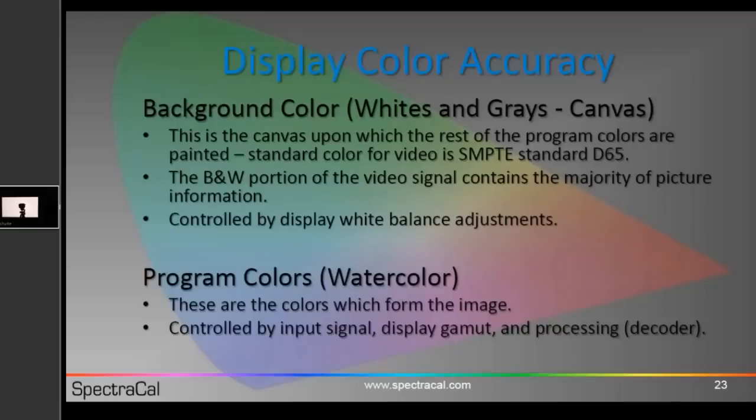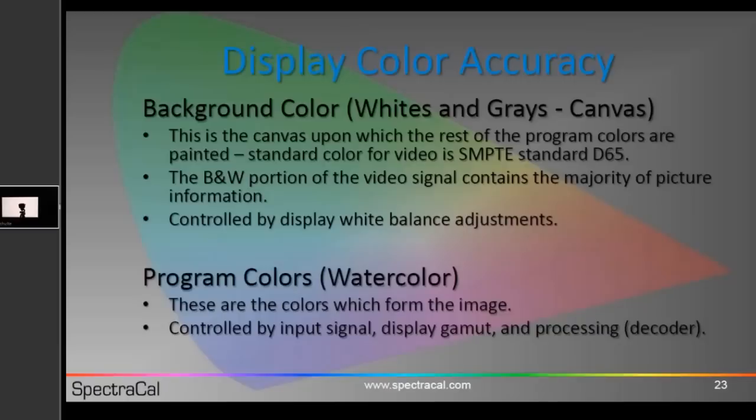First of all, let's talk a little bit about the background or some theory about color. When we're talking about color on a video display, there are actually 2 aspects of color that we need to be aware of. First of all, there is the background color of the display, and then there's also the program color. I equate this to a watercolor painting, for instance, where we have the canvas that we're going to paint on, and then we have the watercolors themselves. And that's pretty much the way that the display is. The grays that we see in the picture when there's no color content present, that is our background canvas.